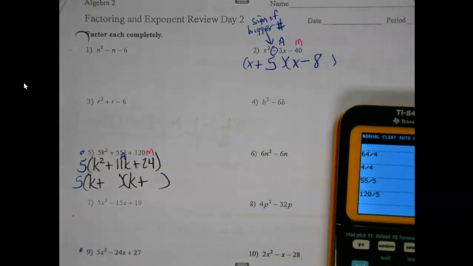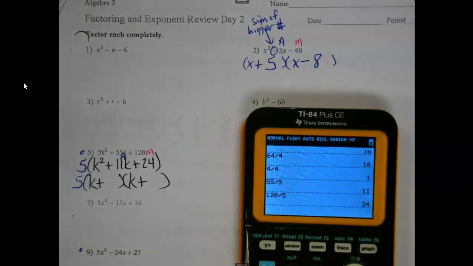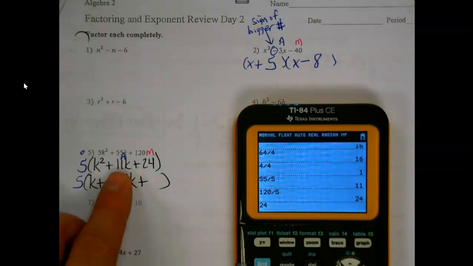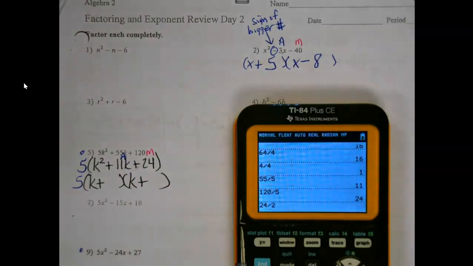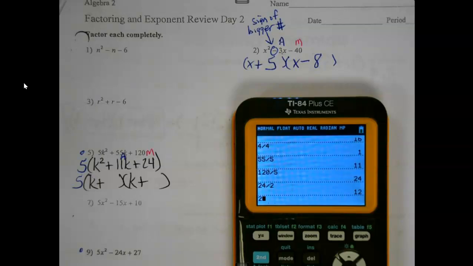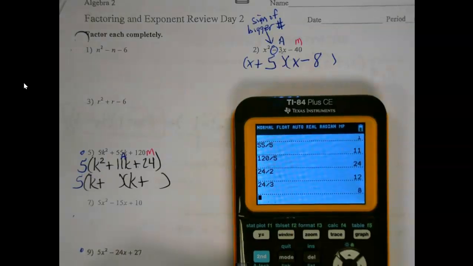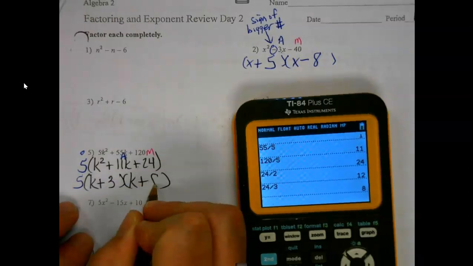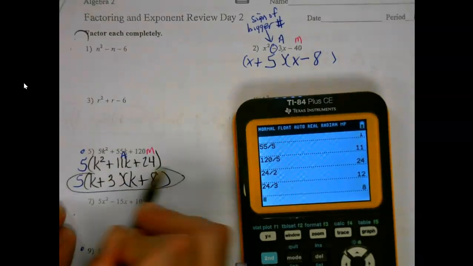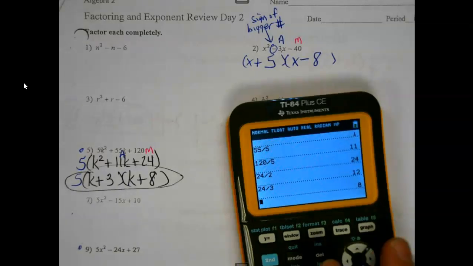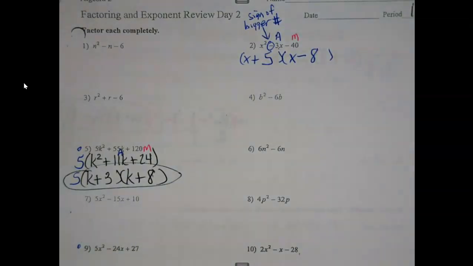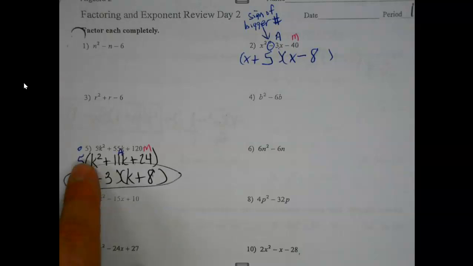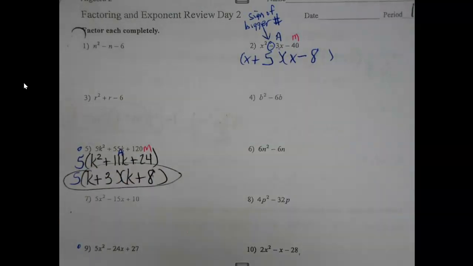Everything is plus. So now I need a pair of numbers that multiplies to 24, but adds up to 11 because they're the same sign. And I'm like, 2 and 12? No. Let me try 3. 3 and 8. Yep, 3 and 8 will work. And if they're the same sign, it doesn't matter what order I put them in. If you did 8 and 3, that's fine. And you're done. So always check to see, can I get something out before I start?